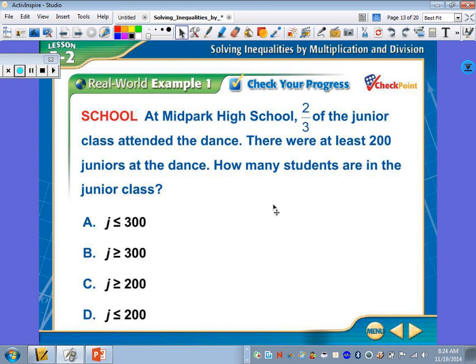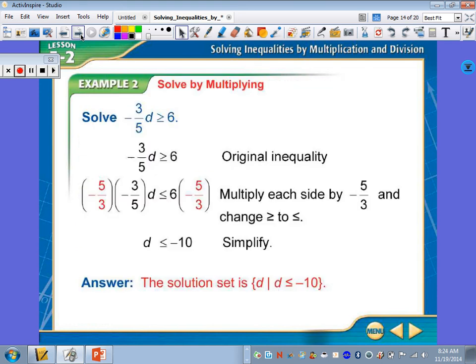Okay, so now here is one for you to do. It works just like the previous one. On your form, it says real world example 1, just a heads up. Okay, and we're going to move on. So pick a letter and keep going.